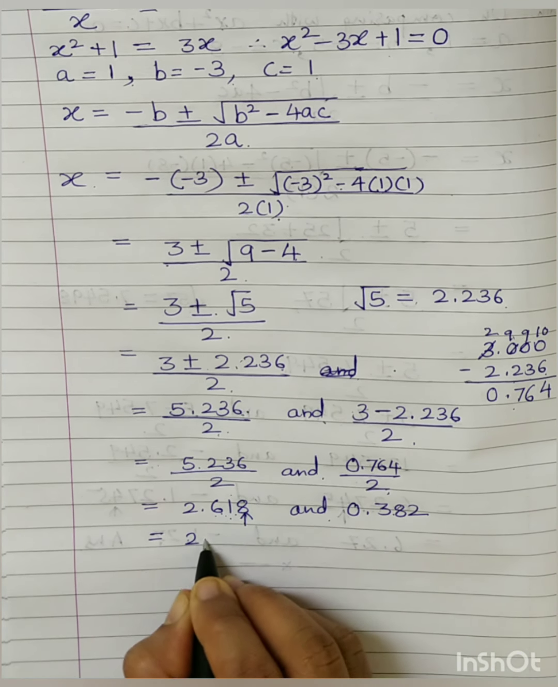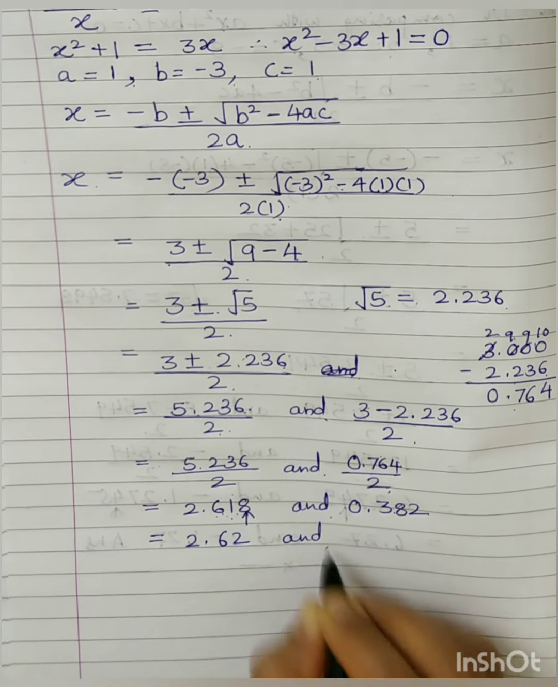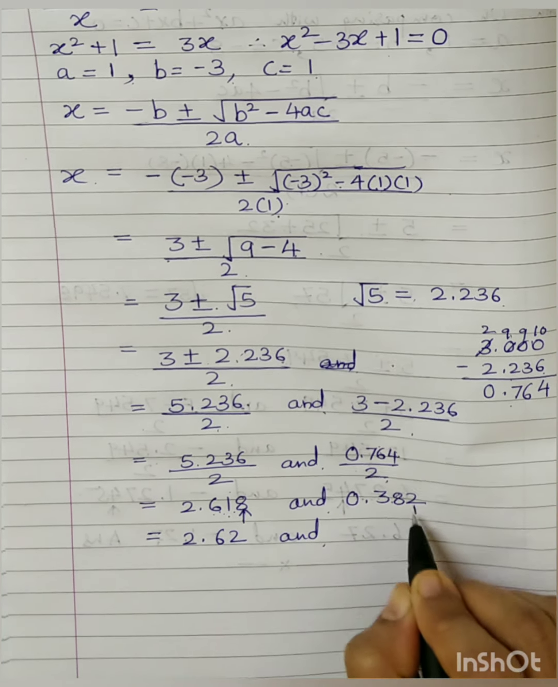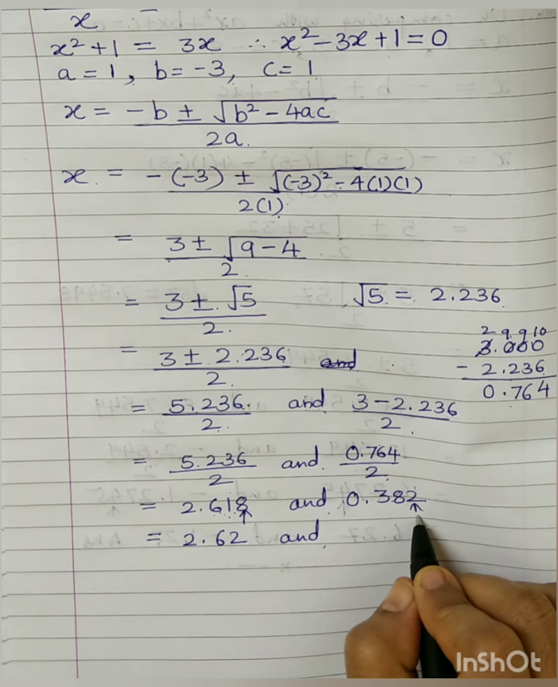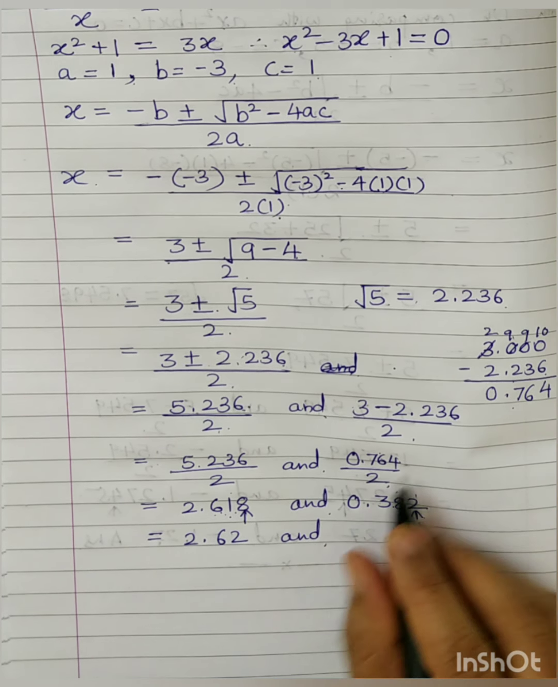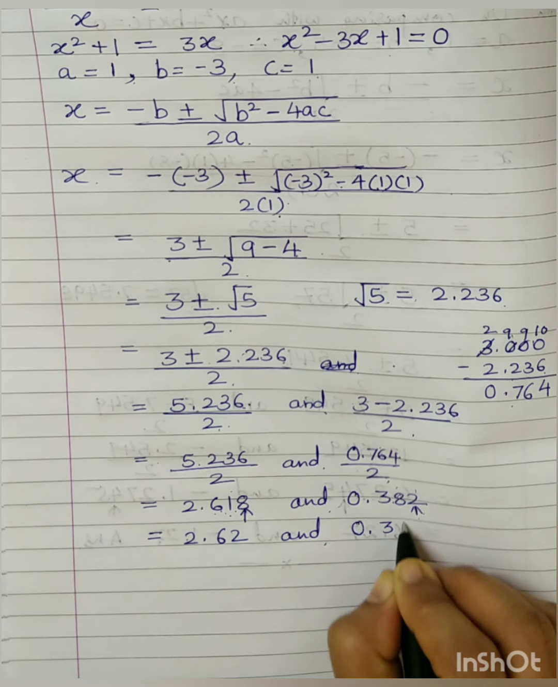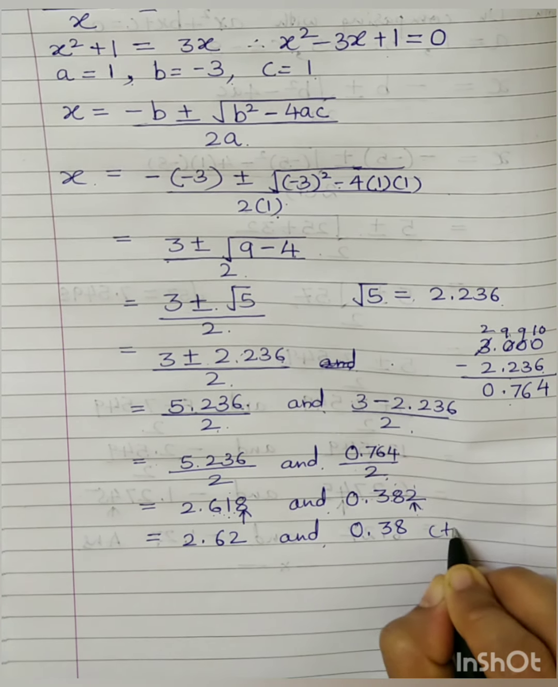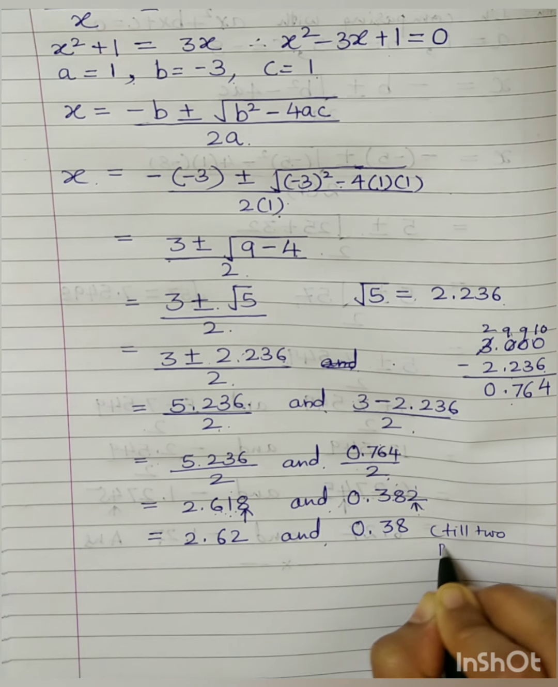So what is the answer? 2.62. And here again 2 places. Third place you checked out 2, which is less than 5. So there is no change in the second place digit, and the answer is 0.38. This is still 2 places of decimal, right?